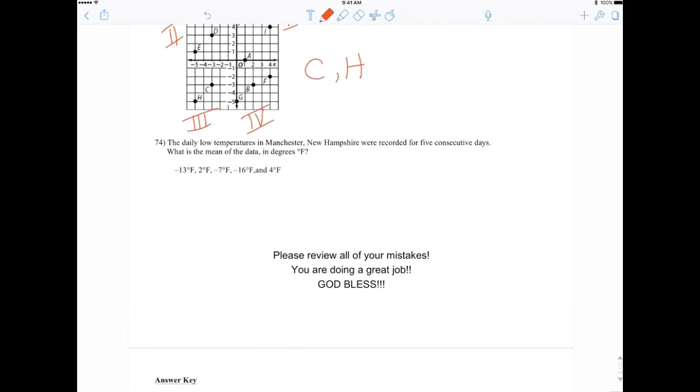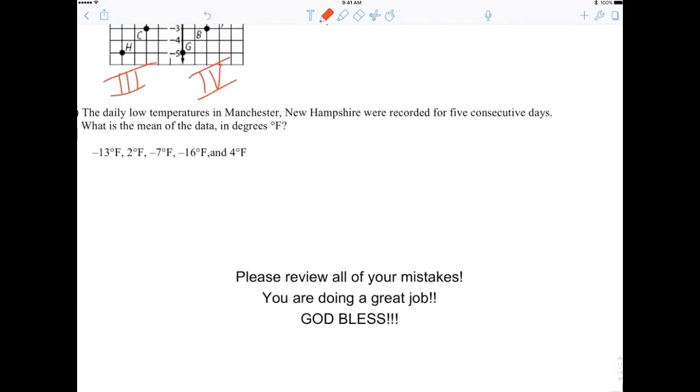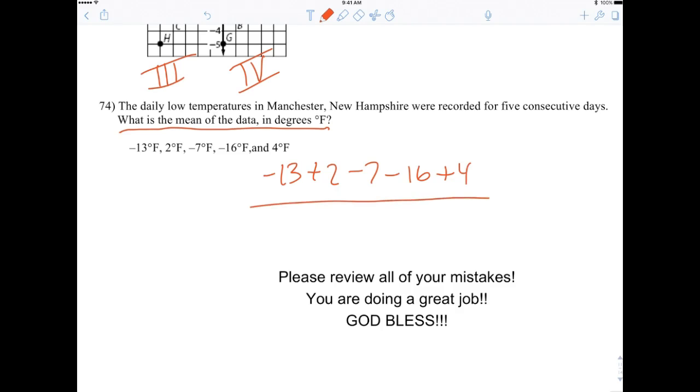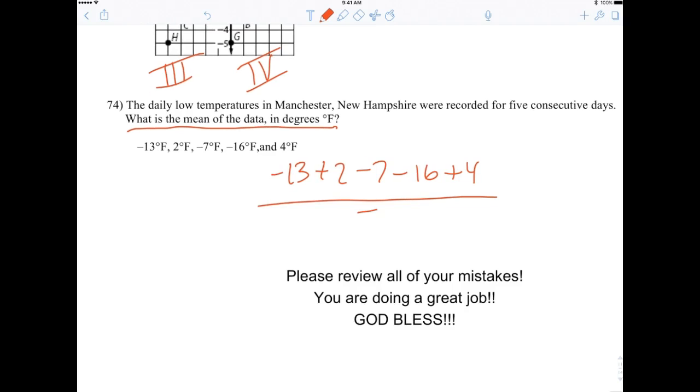And listen, we're going to go ahead and do 74. Because it's asking for the average. And again, how do I find average? Who remembers how to find average? Add everything together and divide by how many. Yeah, so we've got to add the numbers together first. So we're going to take negative 13 plus 2 minus 7 minus 16 plus 4. Then I'm going to divide it by how many numbers there are. 5. Looks like 5 to me.